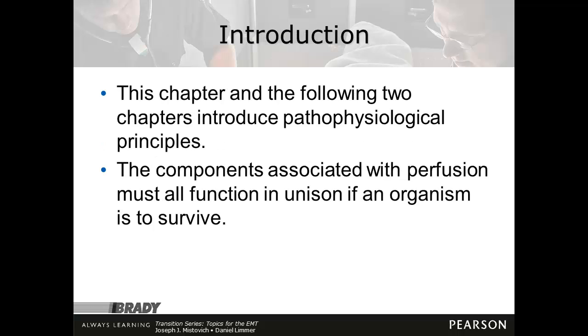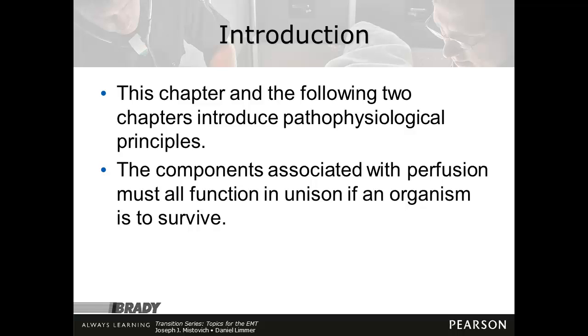This chapter and the following two chapters introduce pathophysiological principles. The components associated with perfusion must function in unison if an organism is to survive. Perfusion is the constant delivery of oxygen and glucose to the cells and the adequate elimination of carbon dioxide and other waste products. To maintain adequate perfusion, the following components must work properly: the airway, ventilation, oxygenation, and circulation.